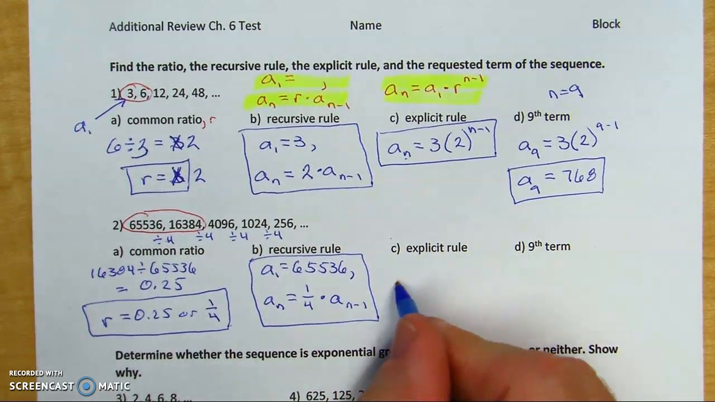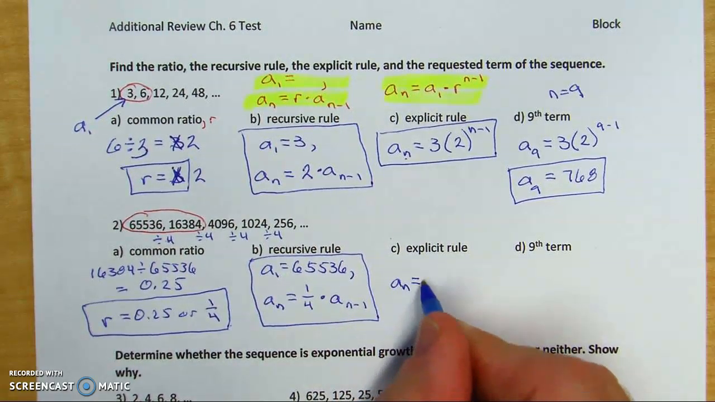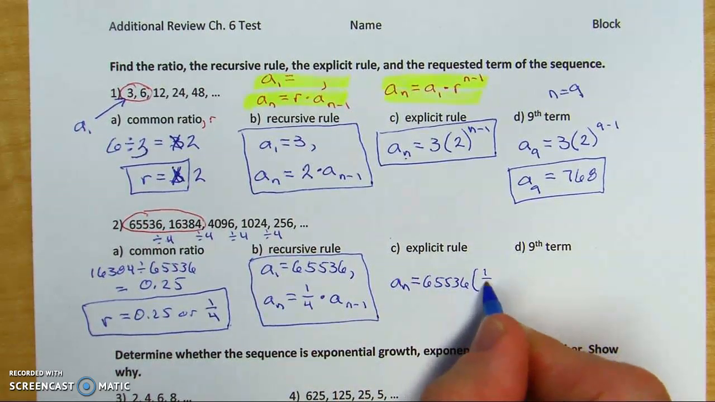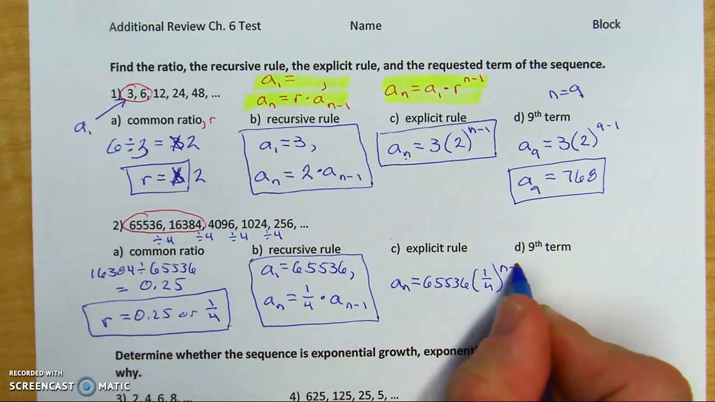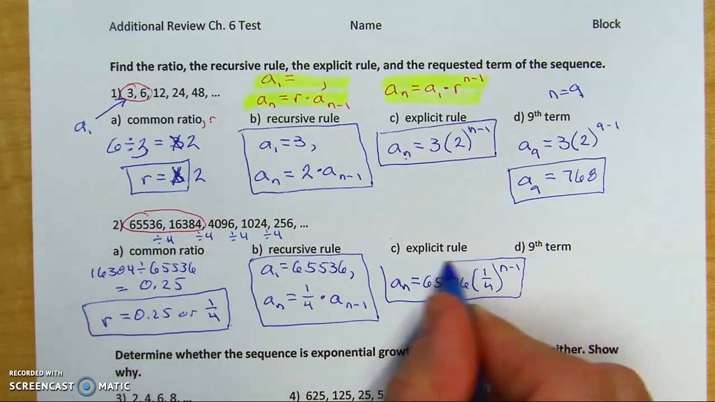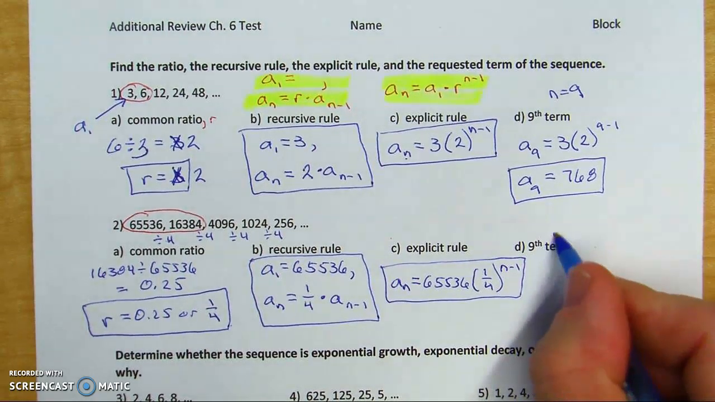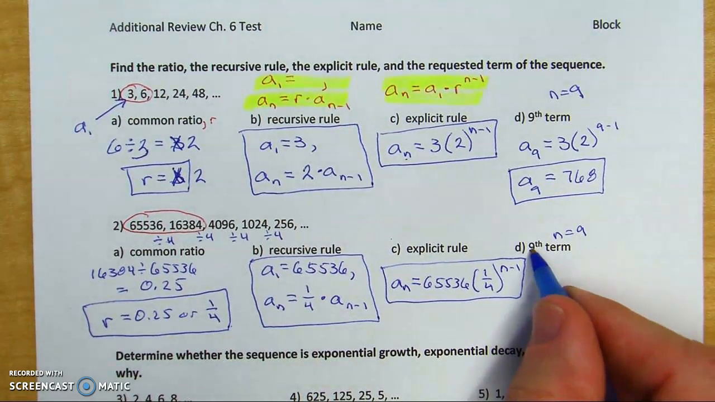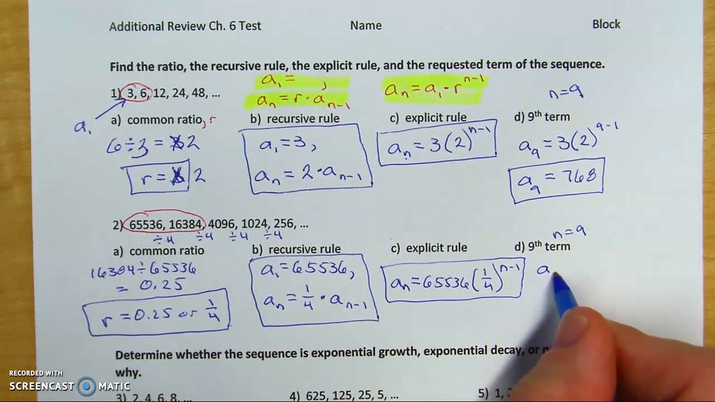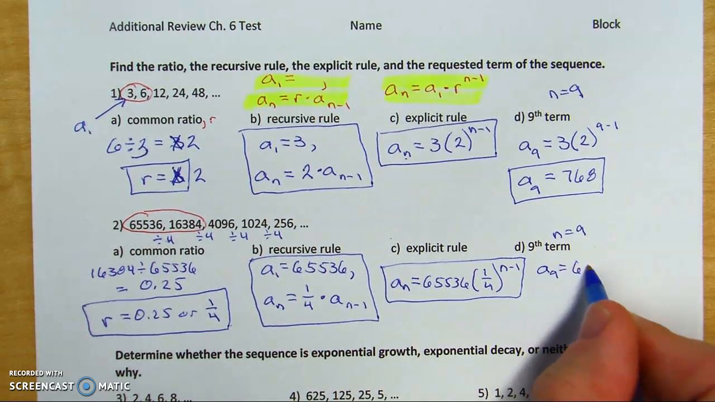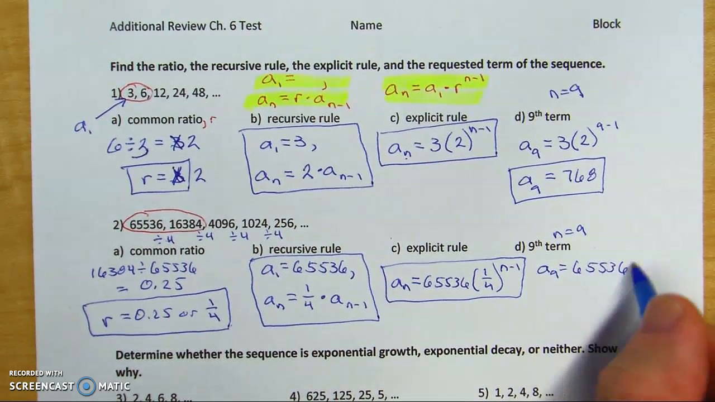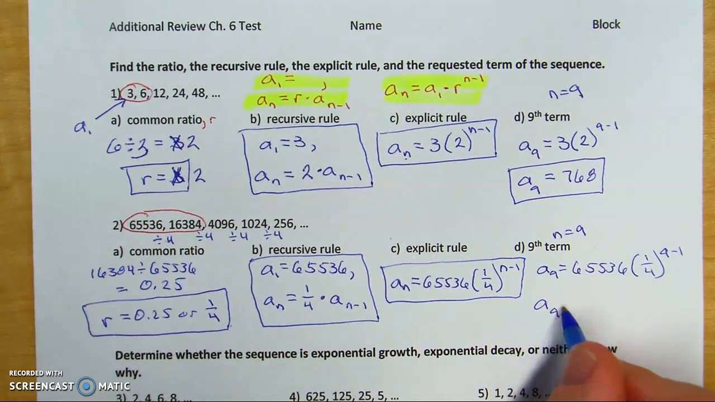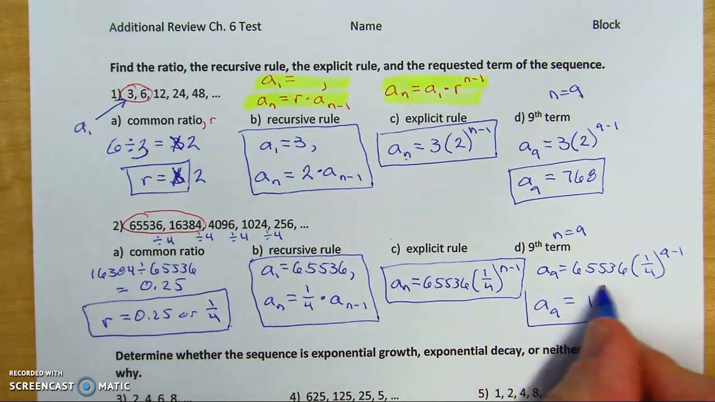For the explicit rule, I need to put in the first term, which once again is 65536, and then 1/4 to the n minus 1. And then ninth term, once again, n is equal to 9 in this case. It's not always going to be 9, so make sure you look at what they're asking for. So a sub 9 is equal to 65536, and then I'm going to have 1/4 to the 9 minus 1. And if you put that in, it might be a little surprising, but the answer is going to be 1.